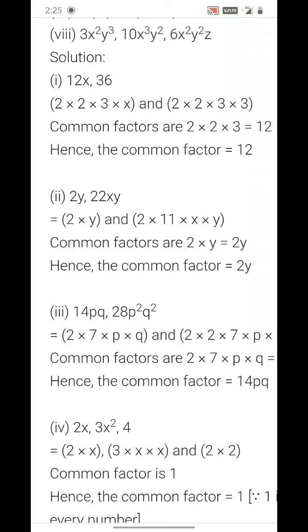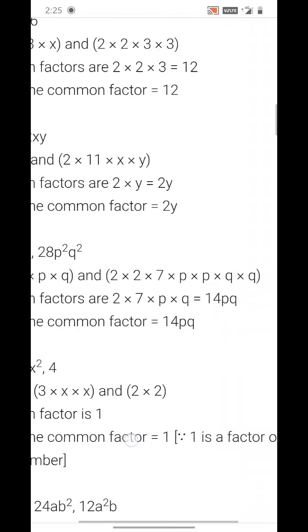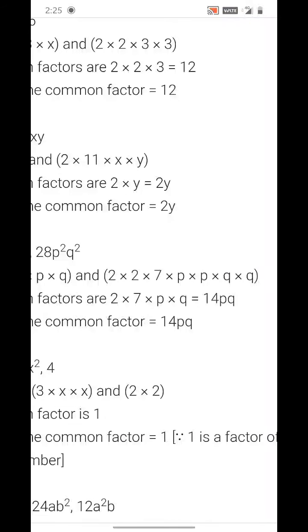Let us proceed to number 3. 14pq. Prime factors of 14 are 2 7s are 14, so 2 multiply 7 multiply p multiply q. And here one thing you have to remember. Here 28p square. What are its prime factors? 2 multiply 2 multiply 7 p square. Look here, the exponent is 2, so you cannot write it as p square. You have to find its factors now. So p square can be written as p into p, and in the same way, q into q.